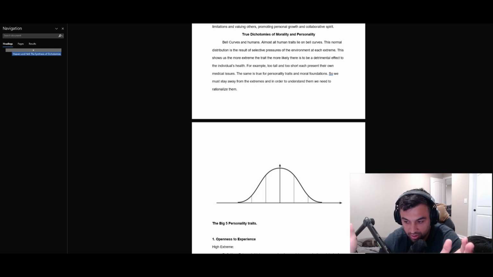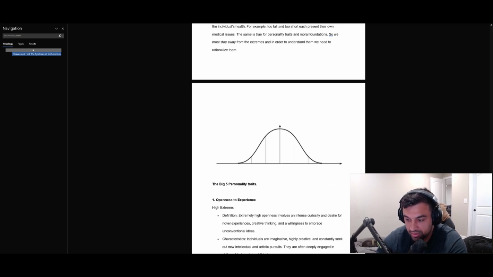But there are different contexts in which it might be slightly better to have a different personality, which is why we still have wider or narrower bell curves in which traits lie. The same is true for personality traits and moral foundations. So we must stay away from the extremes in order to understand it. We also need to rationalize the extremes. I'm going to do my best to rationalize the extreme for each of the five personality traits. And I think there are six moral foundations in moral foundations theory. There used to be five, but now there are six. In the end, it's really just about understanding the extremes of each one.